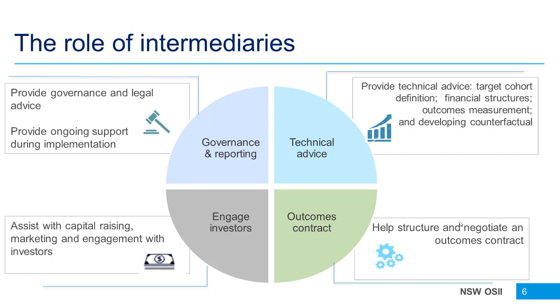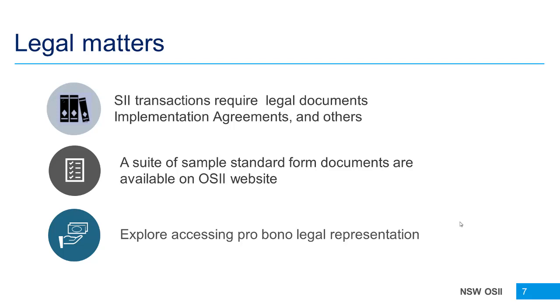As discussed, organisations need to have the ability to negotiate an outcomes contract and also to manage the ongoing legal and financial structures throughout the life of the social impact investment. It may therefore be necessary to have particular legal expertise brought in not only during the development of the proposal and the negotiation of the implementation agreement, but also to provide some ongoing support throughout the life of the social impact investment.